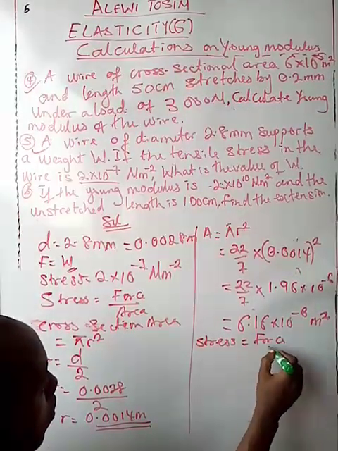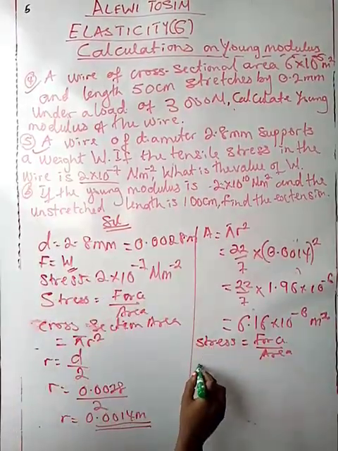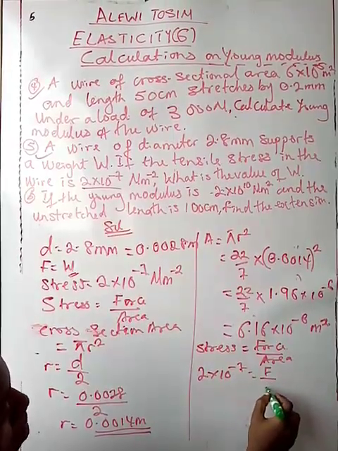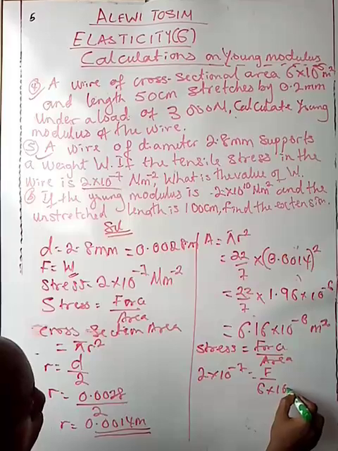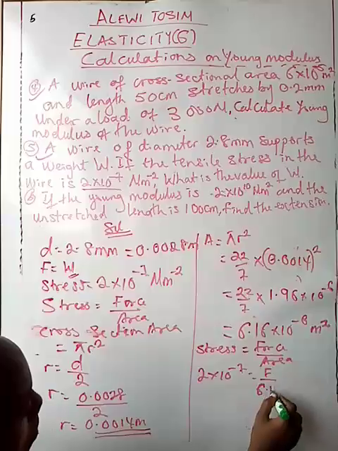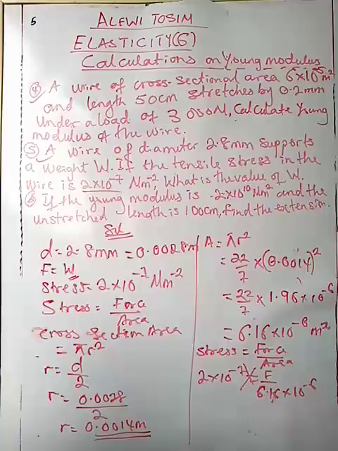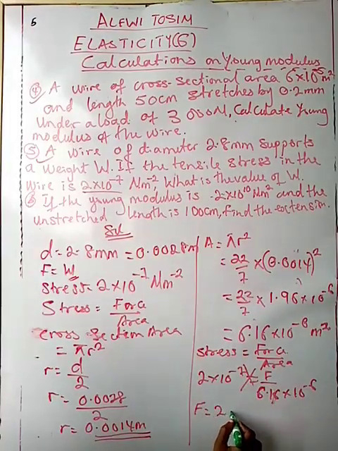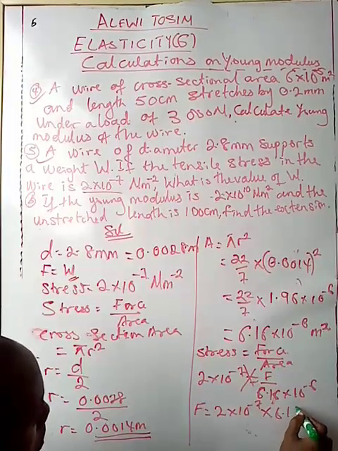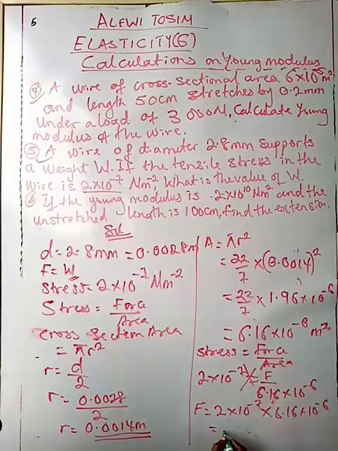Now, to find our force, we said tensile stress is force over area, like we wrote here. Recall that we were given tensile stress as 2 times 10 raised power minus 7. Force is unknown, and our area is 6.16 times 10 raised power minus 6. If you cross multiply, you have our force being equal to 2 times 10 raised power minus 7 times 6.16 times 10 raised power minus 6.